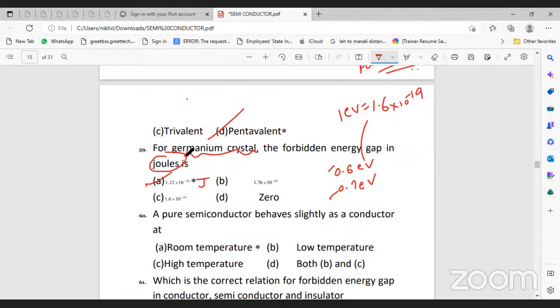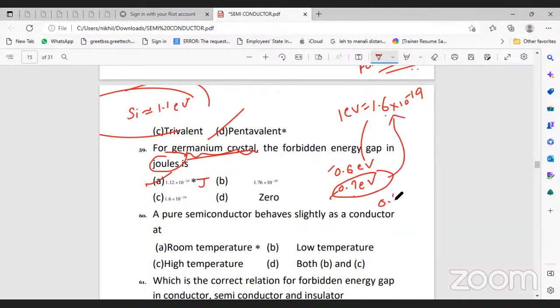If it is silicon, you can take approximately 1.1 electron volt. Since it is germanium, you can take 0.6 or 0.7. So you multiply this 1.6 into 10 power minus 19 with this. Approximately for 0.7, it is 0.7 into 1.6 into 10 raised to minus 19. You will get 1.12 into 10 power minus 19 joule.